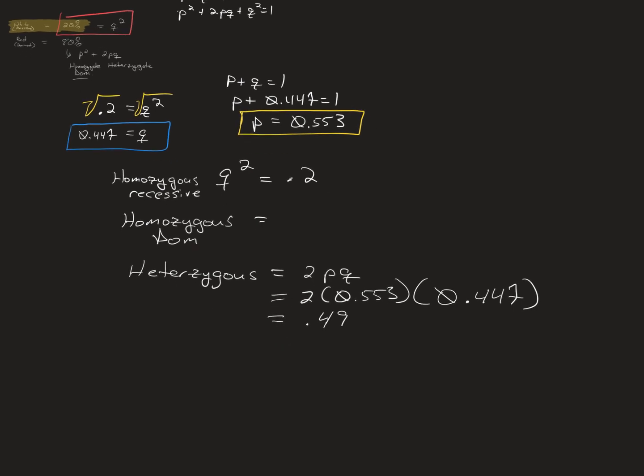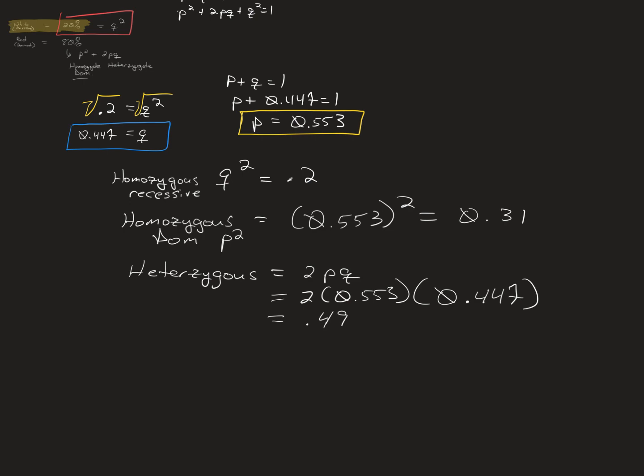So 0.49. Homozygous dominant is P squared. That would mean 0.553 squared. What is that? 0.306. So I'm just going to put 0.31.